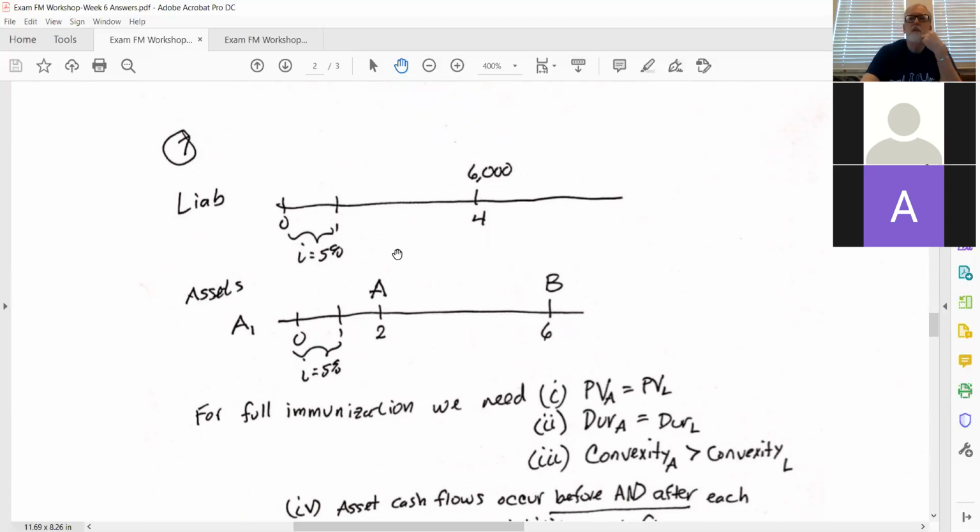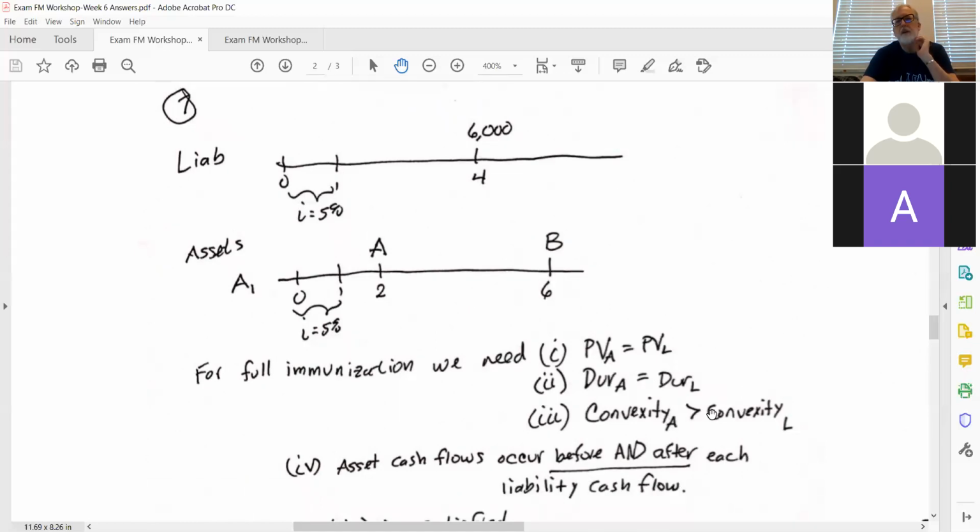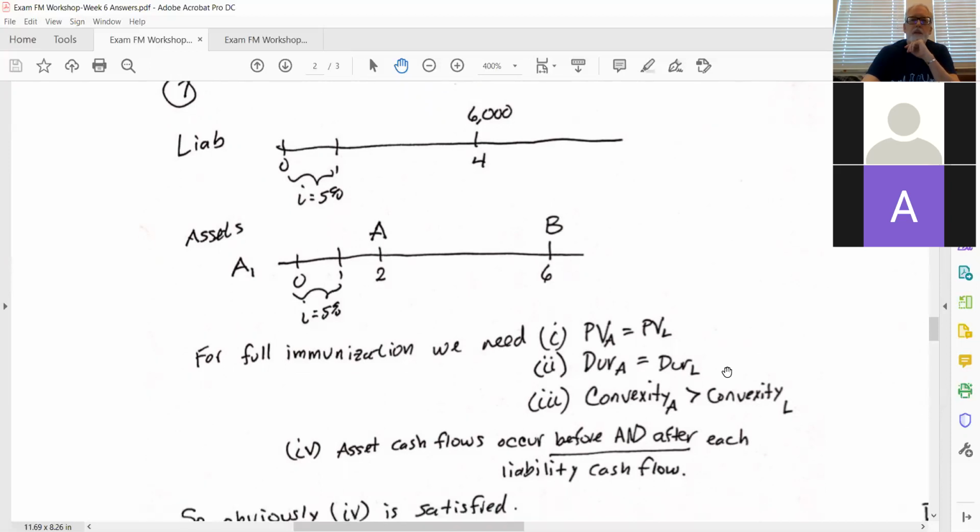Okay, so for full immunization, we need the present value of assets equals the present value of liabilities. The duration of assets is the duration of liabilities. The convexity of the assets has to be greater than the convexity of liabilities. And for full immunization, there's a 4th thing. Redington stops with those 3. Full immunization: asset cash flows must occur both before and after each liability cash flow.